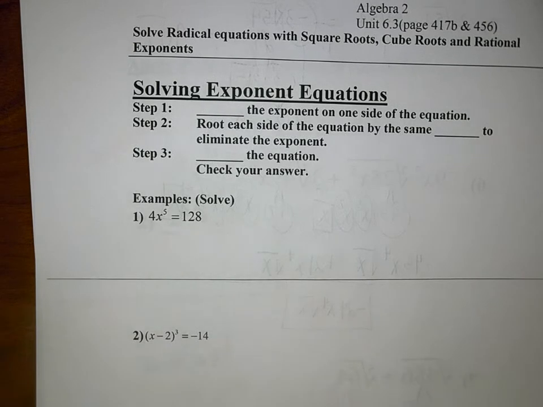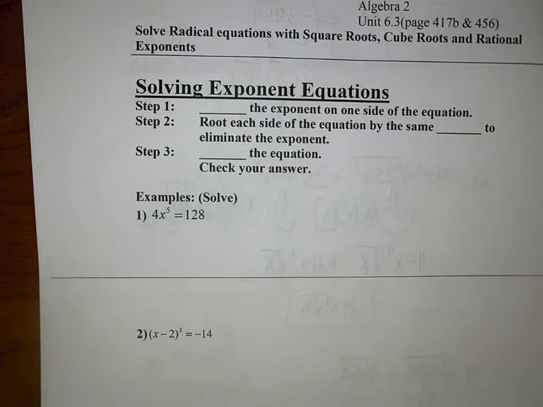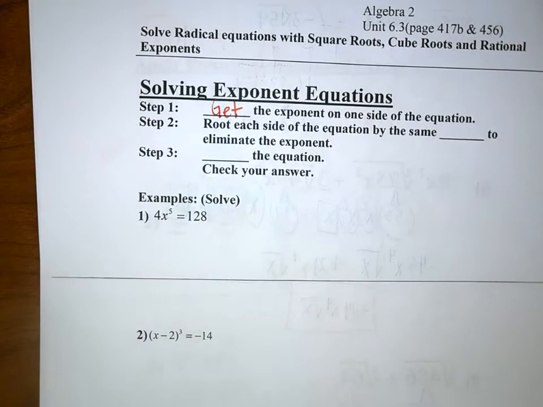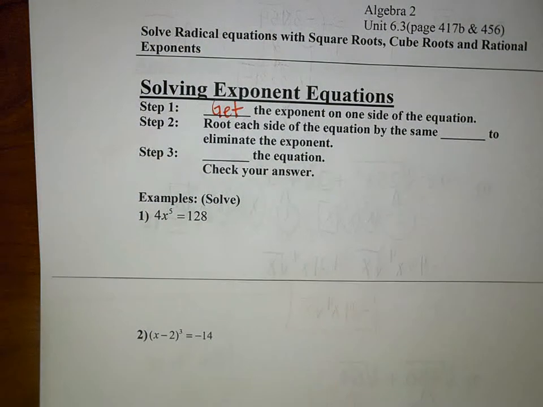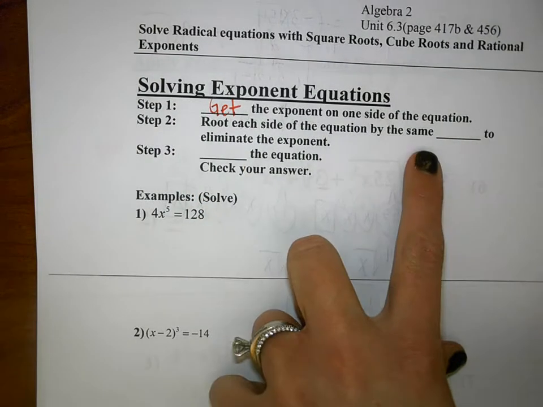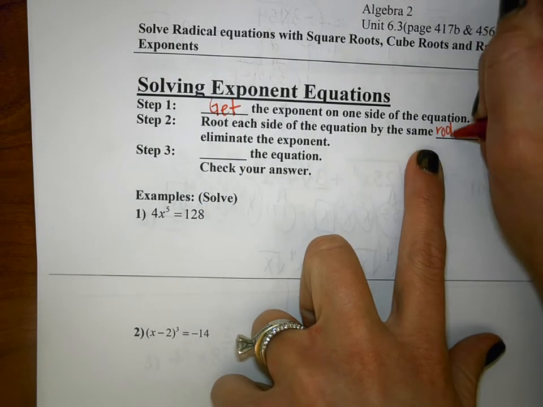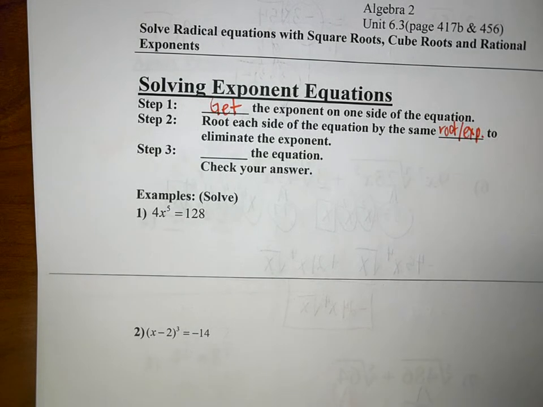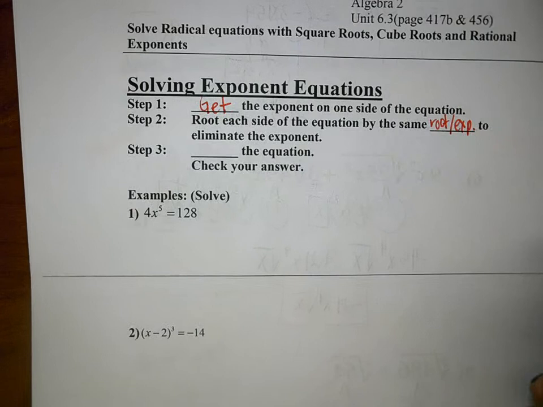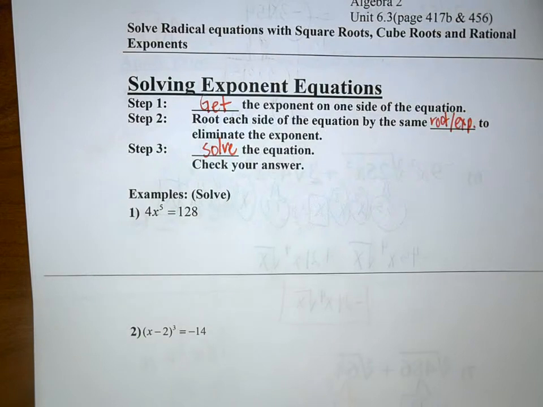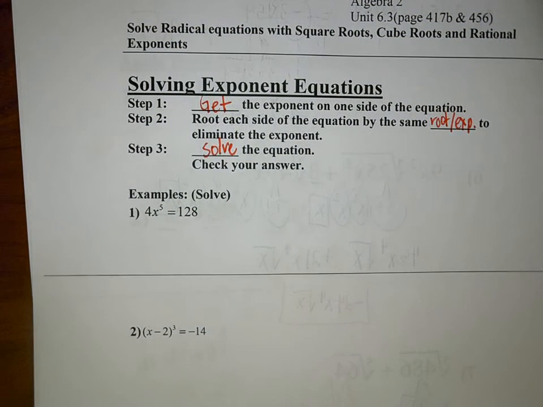So now we're solving. So your first step is to get the exponent on one side of the equation. Okay, then you will root each side of the equation by the same root slash exponent to eliminate the exponent. And then you will solve the equation and check your answer.